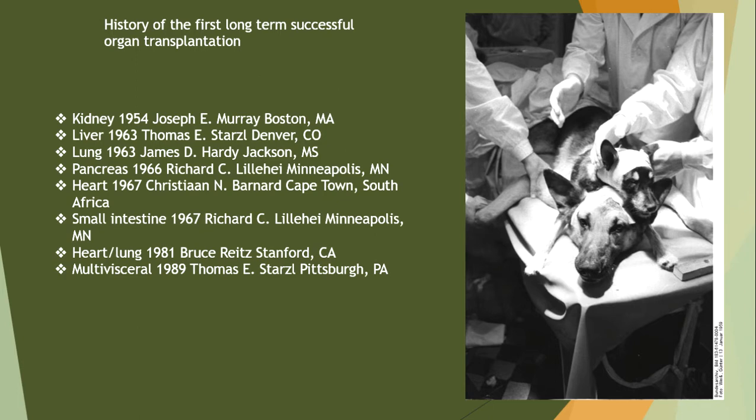History of the first long-term successful organ transplantation. Kidney 1954, liver 1963, lung 1963, pancreas 1966, heart 1967, small intestine 1967, heart-lung complex 1981, multivisceral 1989. As you see on the picture, it is a dog with two heads.